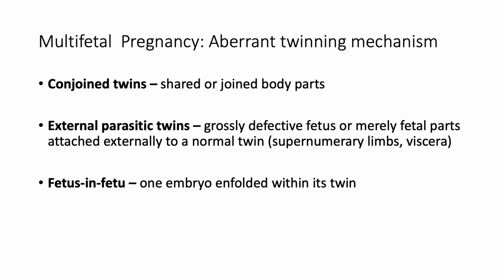Aberrations in monozygotic twinning result in fetal malformation. Outcomes in aberrant twinning mechanisms can result in conjoined twins who have shared or joined body parts. An external parasitic twin is a grossly defective fetus or merely fetal parts attached externally to a normal twin. The parasitic twin consists of supernumerary limbs or often some viscera. For fetus in fetu, one embryo is enfolded within its twin.